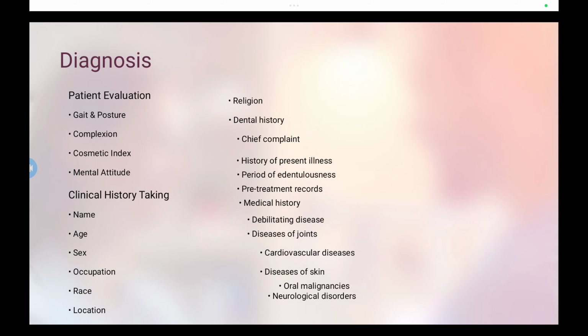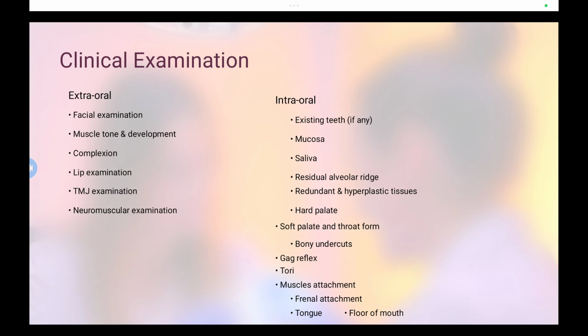Clinical history taking involves name, age, sex, occupation, race, location, and religion of the patient. Next is the dental history of the patient. Then we will ask about chief complaint, history of present illness, period of edentulousness, pre-treatment records, medical history, debilitating diseases, diseases of joints, cardiovascular disease, diseases of skin, oral malignancies, and next the neurological disorders.